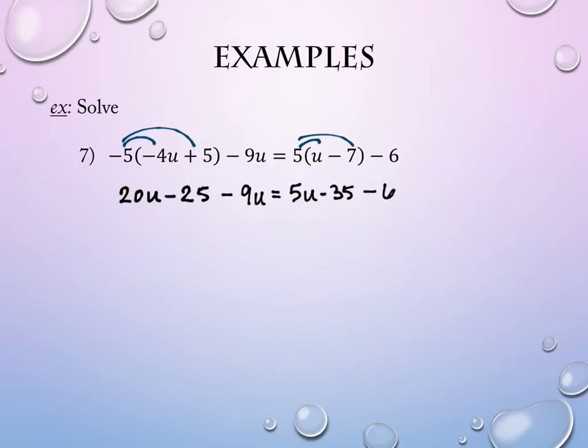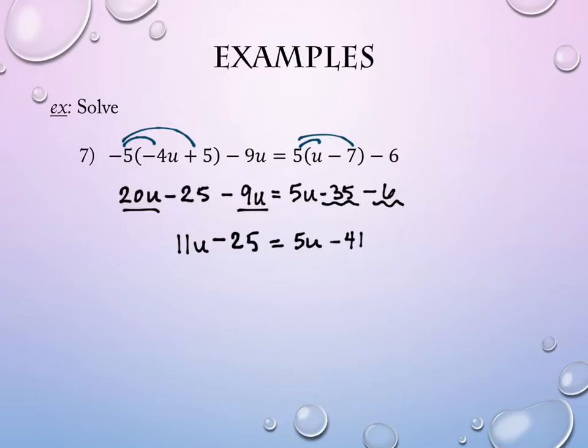Now what? Combine like terms. Chloe, what like terms do you see to start with? 20u and 9u, and then negative 35 and negative 6. Good. Okay, so on the left-hand side, I have 20u minus 9u, which gives me 11u. And I still have the minus 25 on the left. And on the right-hand side, I still have a 5u, but then I have a negative 35 and negative 6. Negative 41.